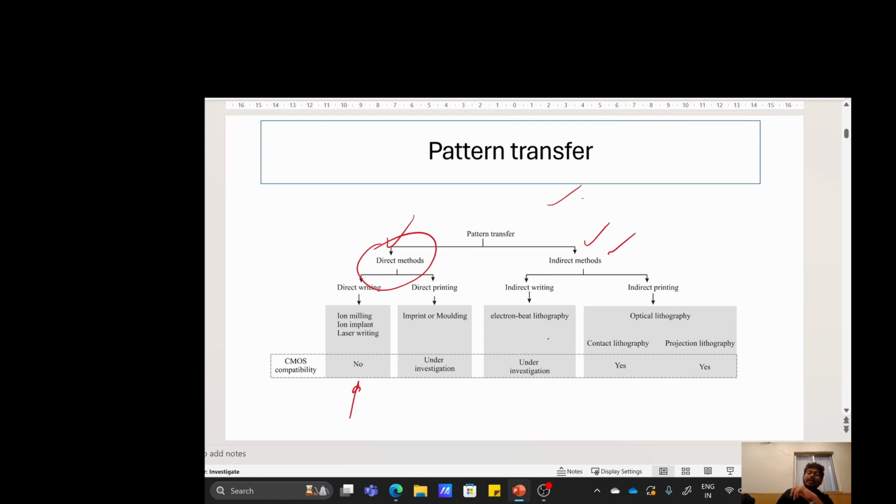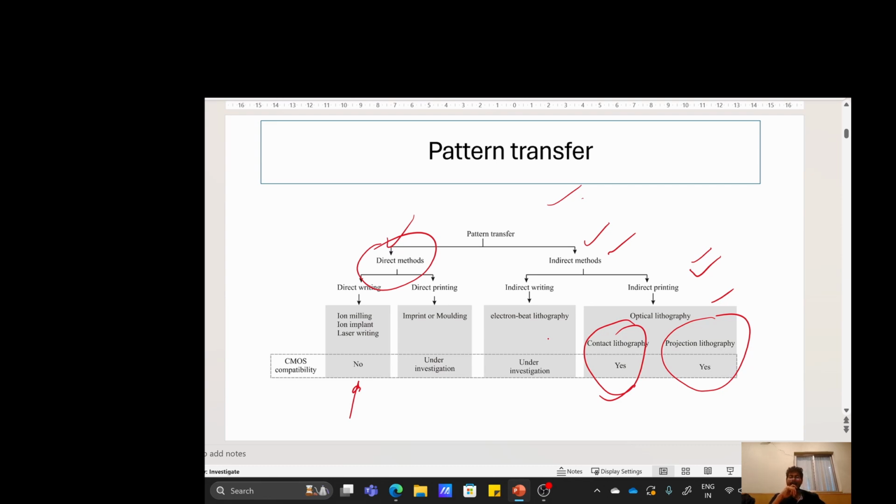Over a large area we can do this kind of lithography. In our mobiles we get smaller and smaller devices, and they just get printed. That indirect printing method is optical lithography. There are two types, contact lithography and projection lithography. Today we will see the contact lithography.